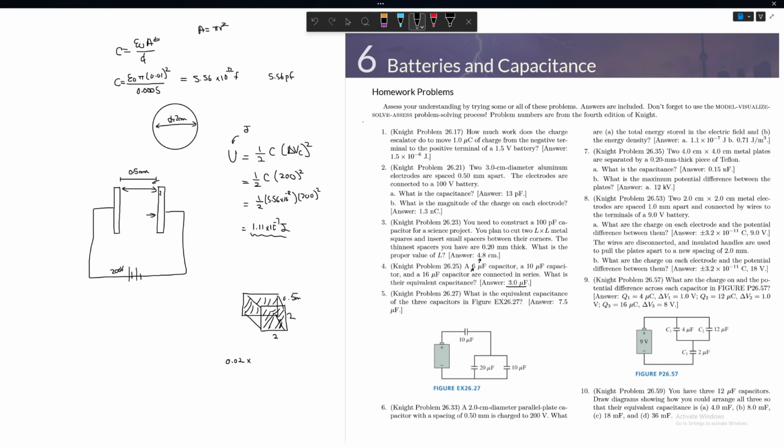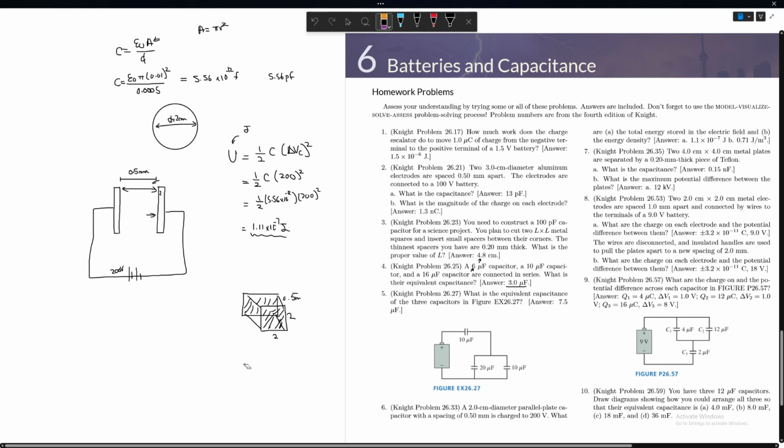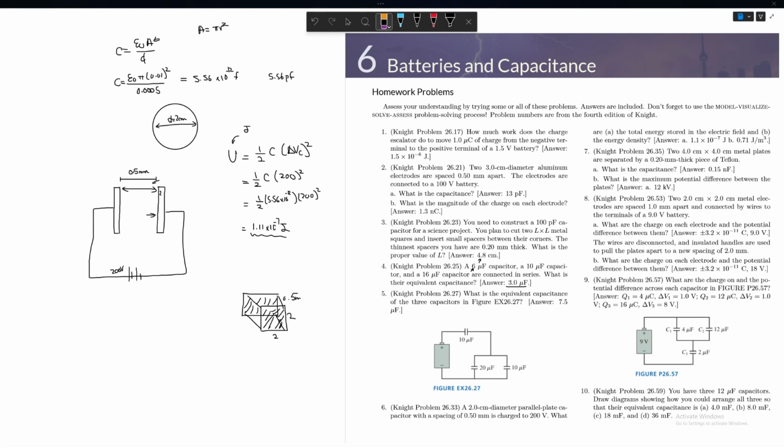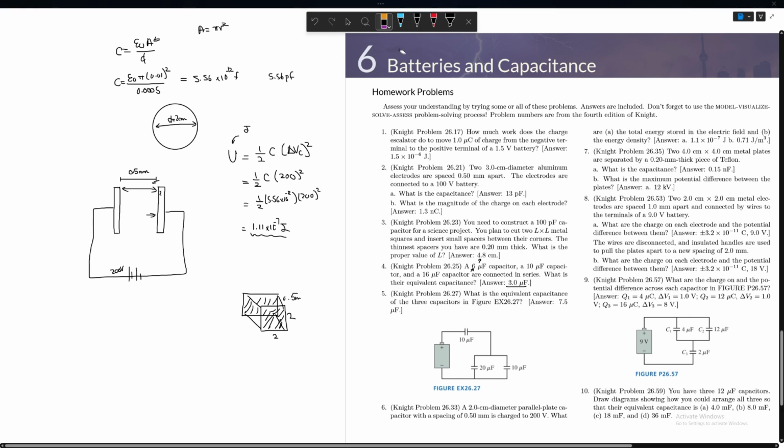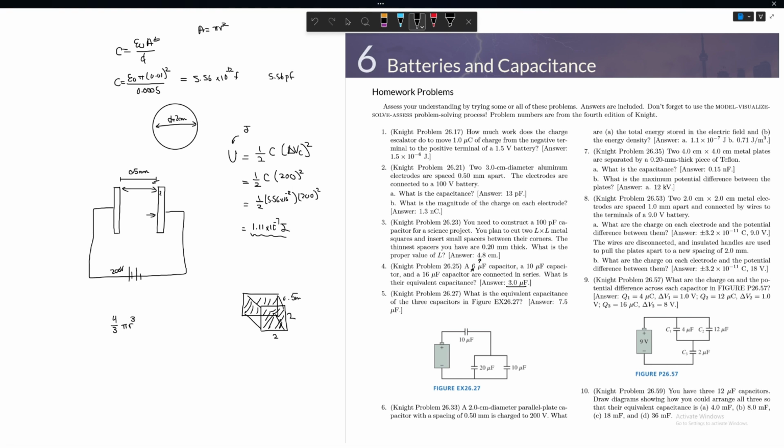So it's not a square. It's actually a circle. So volume of a sphere, let's see what that is. Volume of a sphere is 4 over 3 pi r cubed. Now this area in the middle here, this little sphere, well, this is a circle, would be a circle.